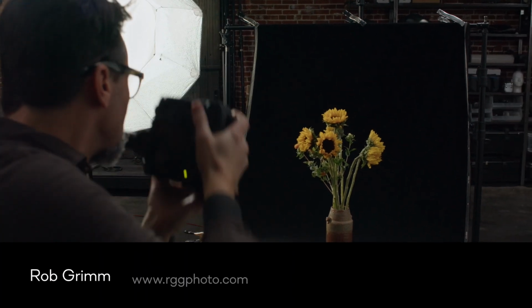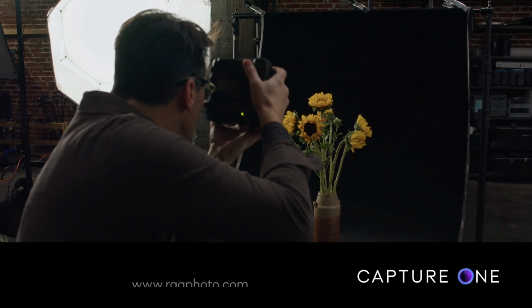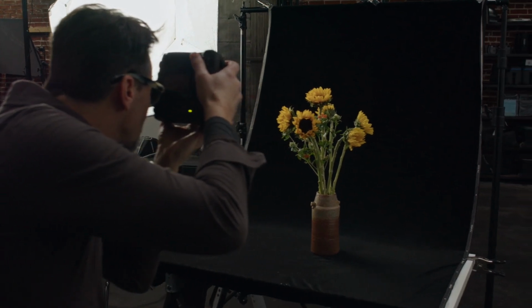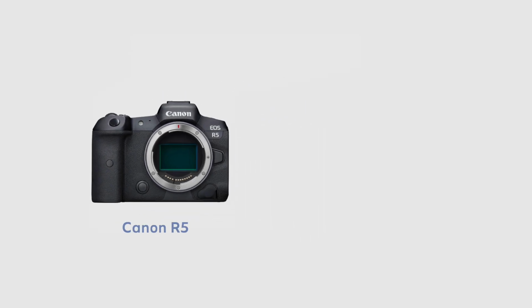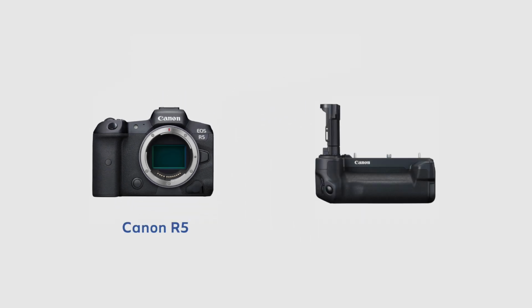Hi, I'm Rob Grimm, and today I'm going to show you how to set up your Canon R5 to tether wirelessly to Capture One. There's basically two ways to execute wireless tethering with the Canon R5, and that's with or without the WFT-R10B grip.